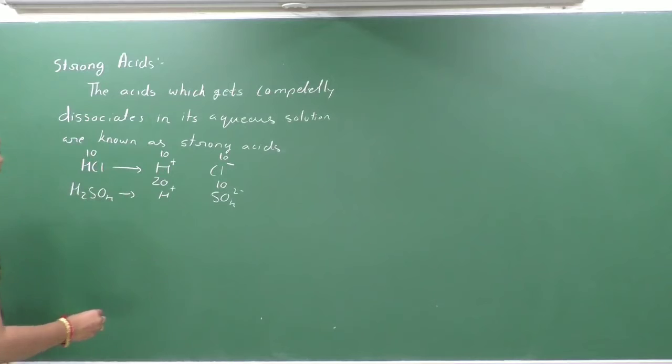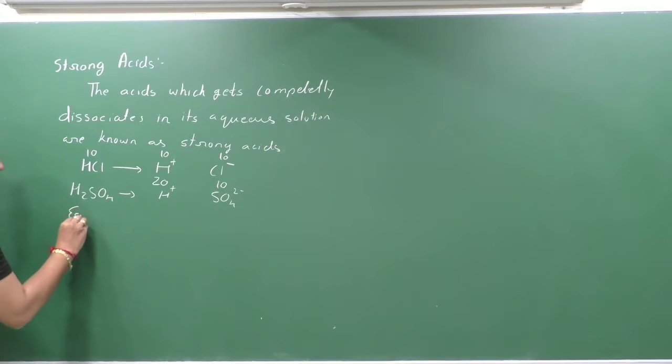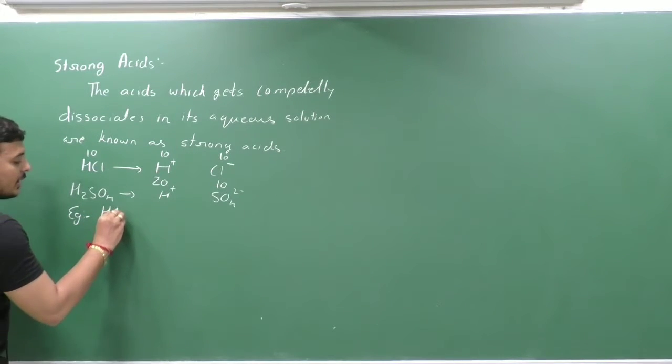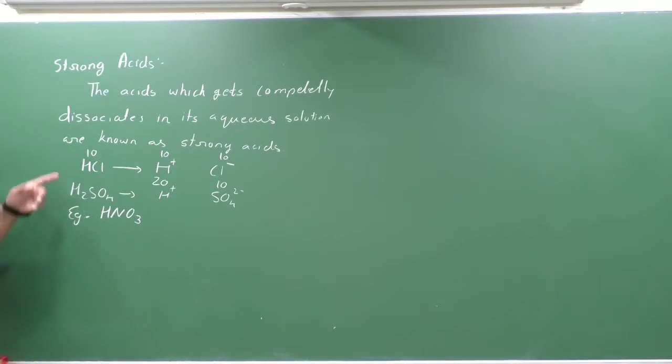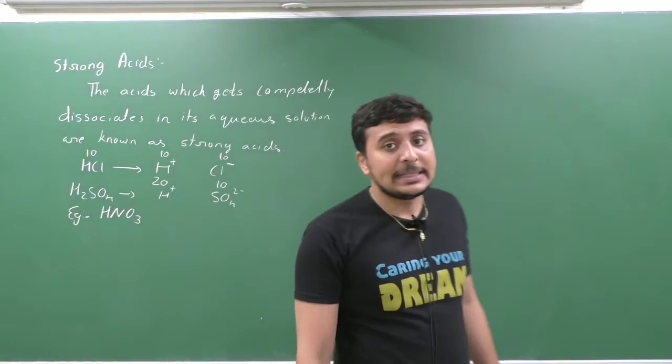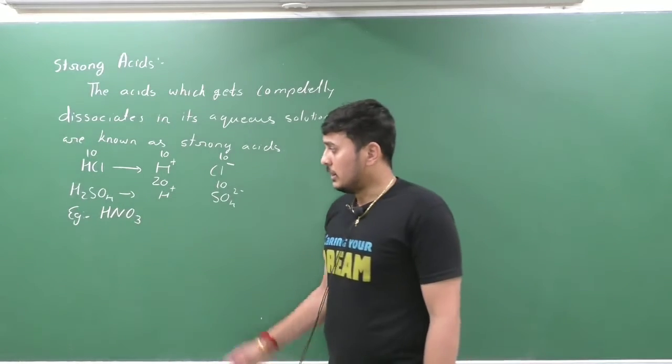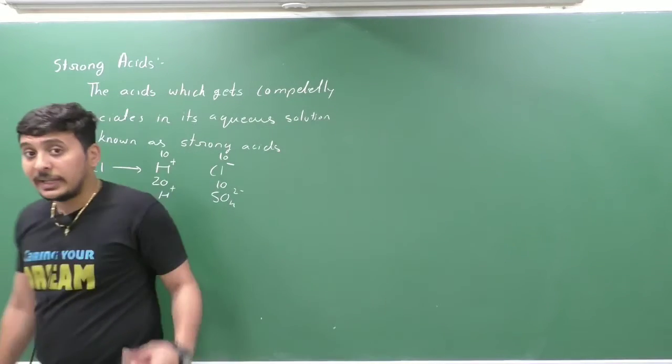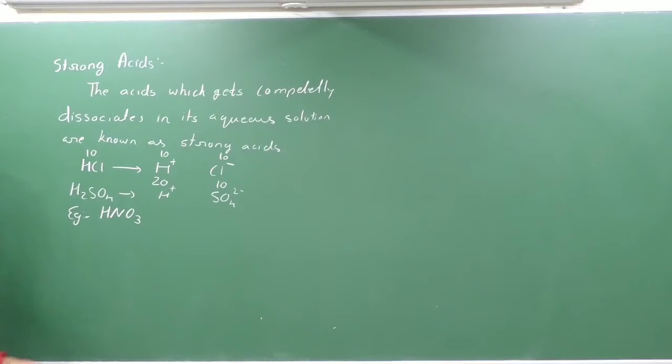So HCl, H2SO4, other examples are HNO3. Just remember these 3 acids: HCl, H2SO4 and HNO3.